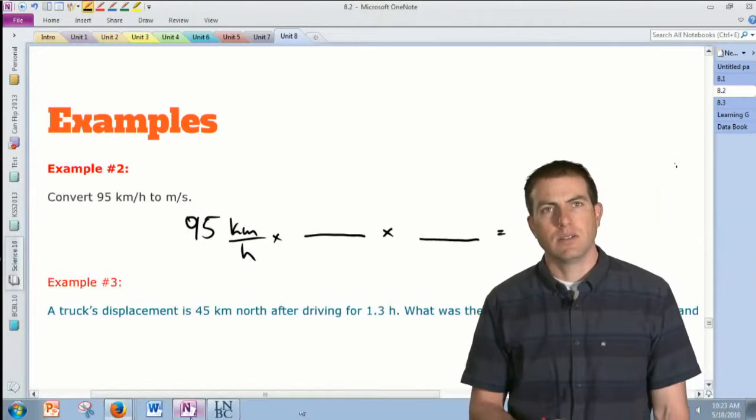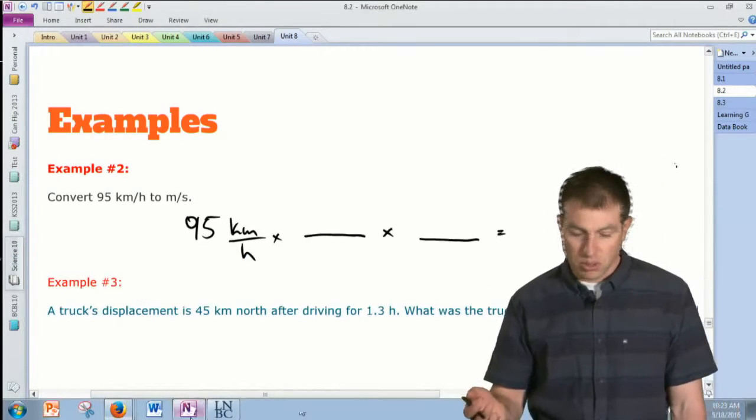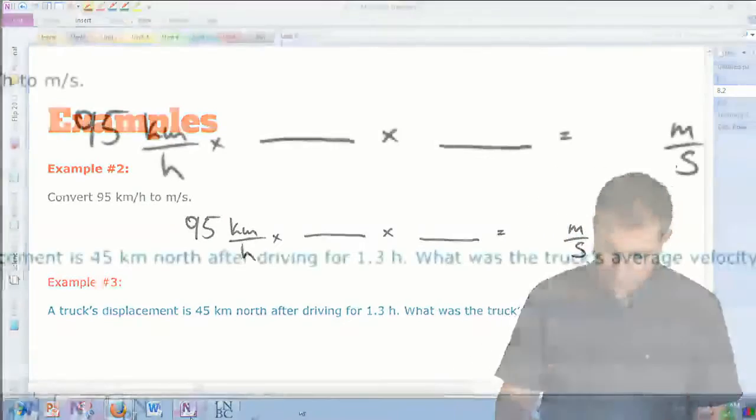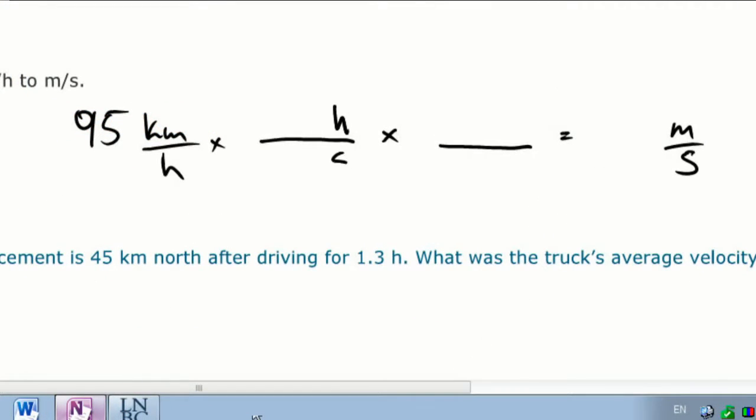Now I'm not gonna try to confuse you, but I'm gonna do it a little bit differently just to show you that you can do it this way. Now, if I wanna get rid of hours, I can put it on the top. I wanna end up with seconds on the bottom. 1 hour is 3,600 seconds. And then kilometers are on the top. I wanna get rid of them, so I put them on the bottom. And I want to end up with an answer of meters. 1,000 meters is 1 kilometer.